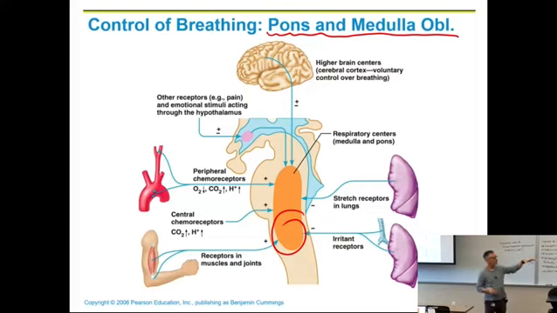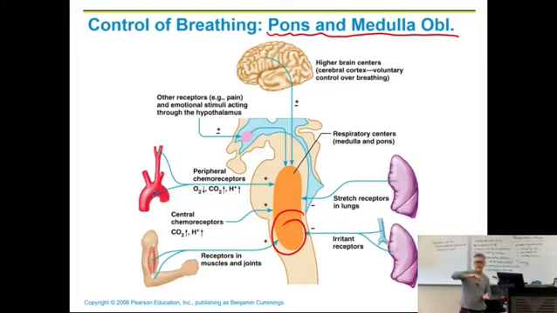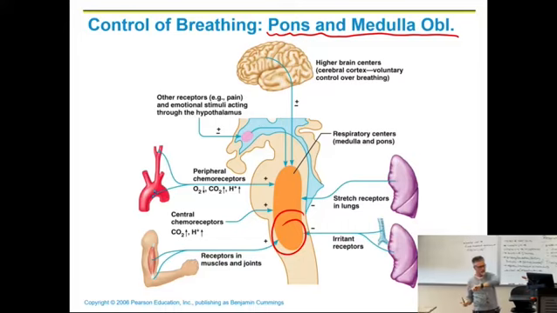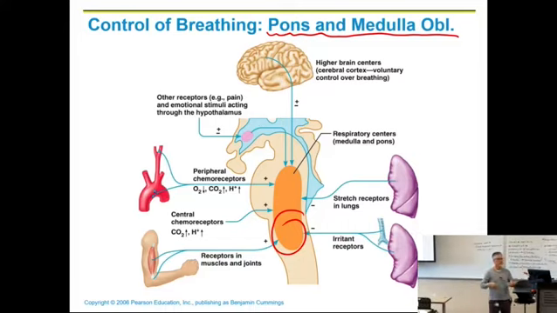The pons itself kind of oversees it and does more specialized functions, like if we're doing forced inhalation or forced exhalation, or when we're switching over from inhalation to exhalation. Those types of more complicated things, we need higher management to oversee, and so the pons comes into play there as well.